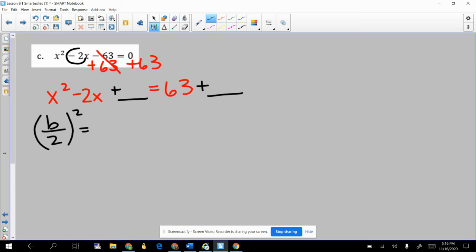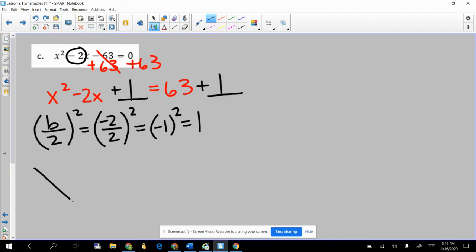Our b value is negative 2. So negative 2 divided by 2, squared. Negative 2 divided by 2 is negative 1. Remember, negative 1 squared, be careful with this, is a positive 1. Use your parentheses. So again, I'm going to plug in a 1 and a 1. And let's change our color here. I need to factor this left side. So we're going to put 1 on the top and negative 2 on the bottom. What 2 numbers multiply to a positive 1 that add to negative 2? A negative 1 and a negative 1.